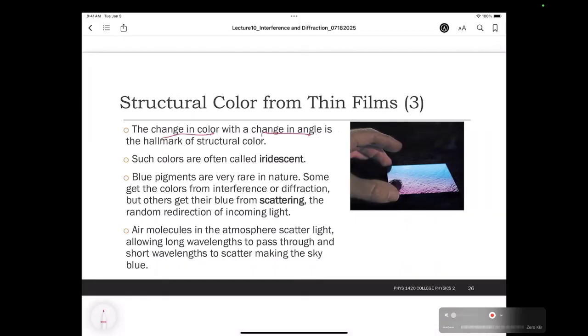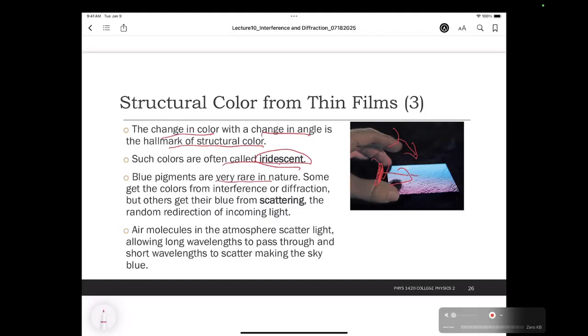Changing color with a changing angle is a hallmark of a structural color. When you want to see a different color, you just change the angle you observe from. Like when you look with your eyes from this angle or from that angle, you see a different color, because the wavelength will be different. Such colors are often called iridescent. Yeah, we call this iridescent.